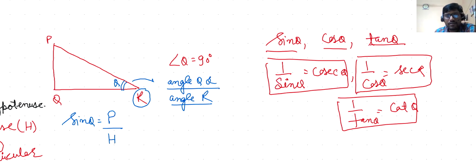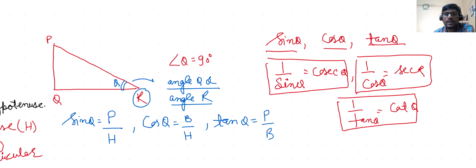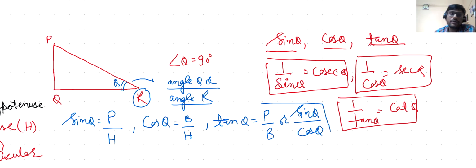The second ratio is cos theta. Cos theta is equal to base upon hypotenuse. The third ratio is tan theta. It can be written in two ways. The first is perpendicular upon base, or you can also write it as sine theta upon cos theta. Why? You can ask me later. Now I'm going to tell you, P upon H is sine theta, B upon H is cos theta, and P upon B is tan theta.